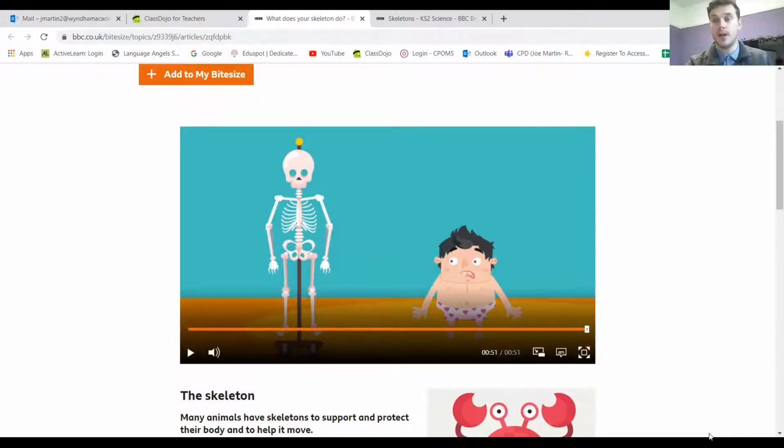Second function of the human skeleton is to protect. Now we're going to come back to that one in a little while, so I want you to remember those two. The two functions of a skeleton: one, to support, keep us nice and upright. Number two, it protects.